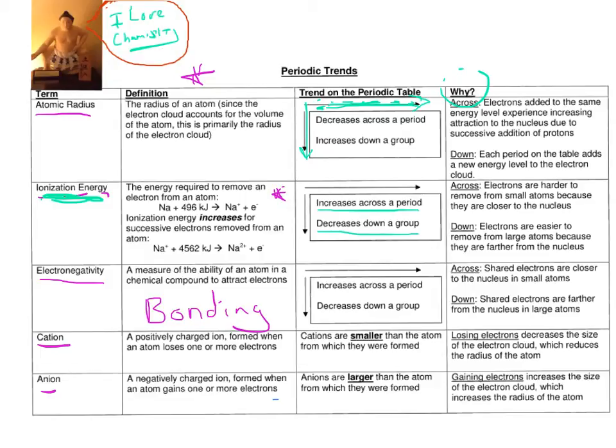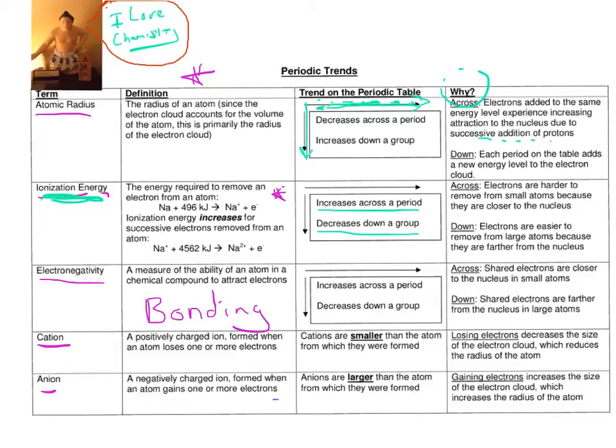So what's going on? Well, it relates to what happened up here with atomic radius. The atoms are getting smaller, therefore it must be harder to remove an electron because it's closer to the nucleus. Going down, the outer electrons are farther away from the nucleus, which makes it easier to remove electrons. And that kind of makes sense too.